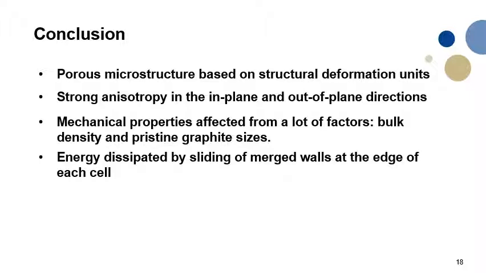In conclusion, flexible graphite has a porous microstructure based on the so-called deformation units, and these are fundamental for the load-carrying mechanism. An important property is the anisotropy, especially in the in-plane and out-of-plane directions. A lot of factors affect the mechanical properties. In this presentation, I showed especially the effects of bulk density and pristine graphite sizes, but ash content and exfoliated volume and so on can also affect the mechanical properties, very strongly. Finally, the energy is dissipated by the sliding of merged walls at the edge of each cell.